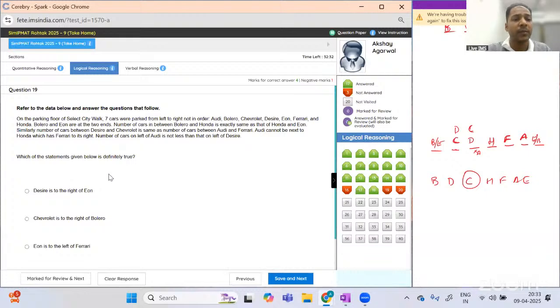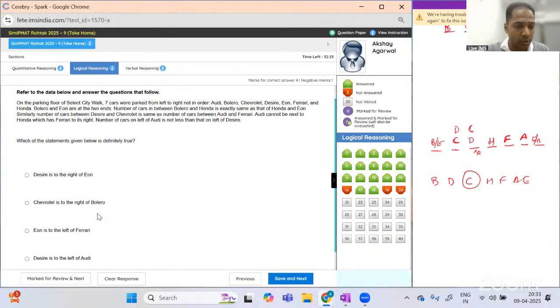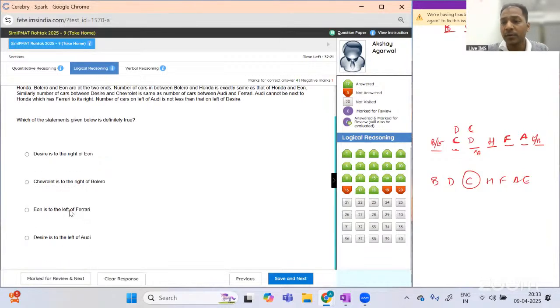Which of the statements given below is definitely true? Desire is to the right of Eon, not sure. Chevrolet is to the right of Bolero, not sure. Eon is to the left of Ferrari, not sure. Desire is to the left of Audi, for sure.